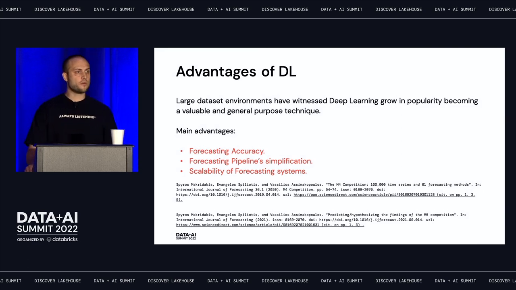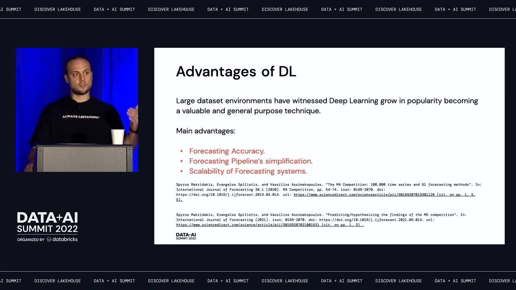The advantages of using deep learning, the justification for trying to explore and expand the field with these new techniques, is that they offer higher accuracy. These models are very smart, one could say, in understanding complicated relationships between the different series and the data and the exogenous variables. So we are seeing improved accuracy with these models. But we're also seeing a simplification of the forecasting pipelines due to the fact that one doesn't have to spend as much time doing feature engineering and in general data wrangling as with other techniques.